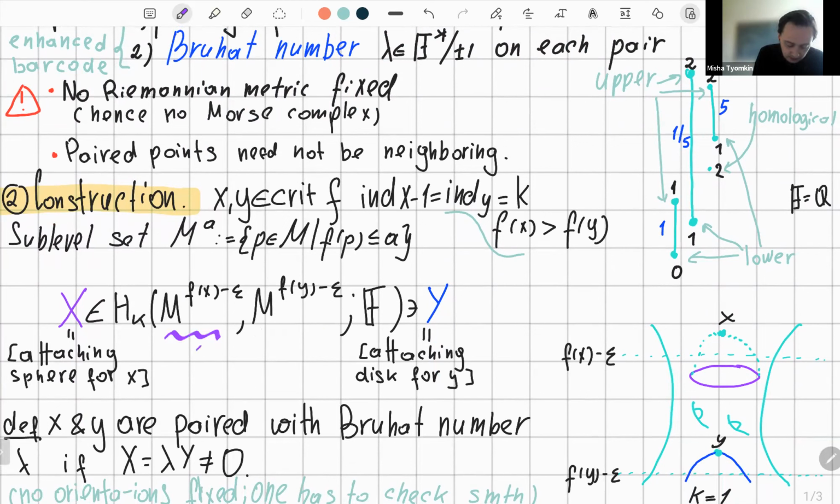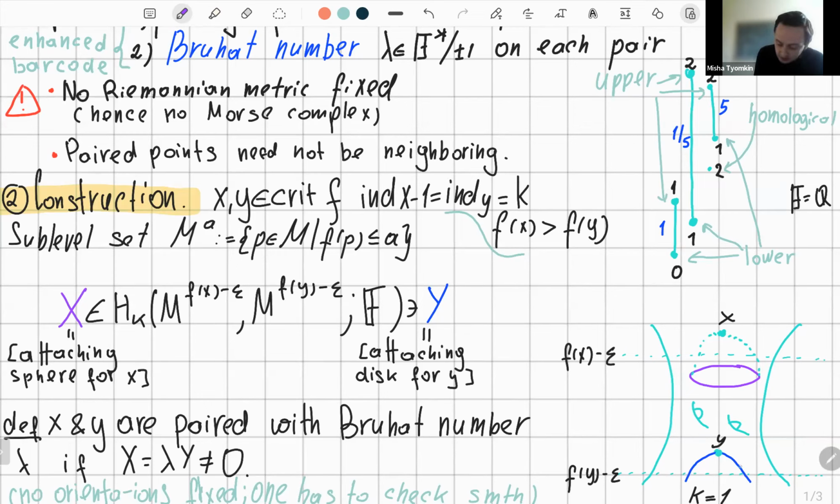So I can consider the following topological pair, and then I may look at its relative homology of these two spaces in dimension k over F. So this is a vector space over F. In this vector space, I want to consider two homology classes, drawn in purple and in blue. So big X: let big X be, by definition, the attaching sphere for x.